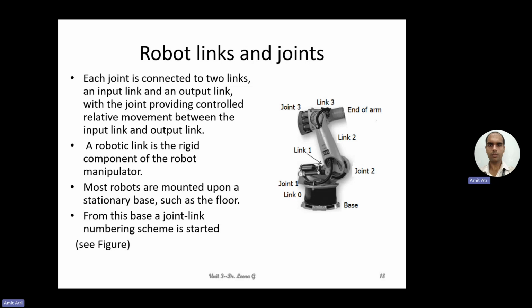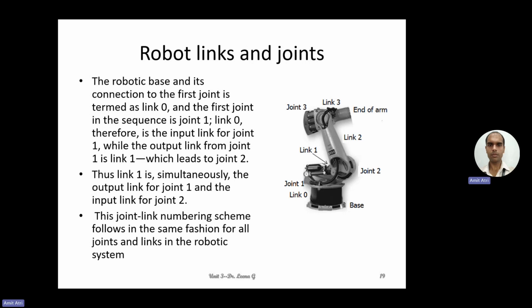So a robot link is the rigid component of the robot manipulator. Rigid, so it has to be very strong. Then most robots are mounted upon a stationary base such as the floor. Not necessarily the floor, but commonly we can call it. From this base, a joint-link sequence is started. So this is being indicated in the figure.